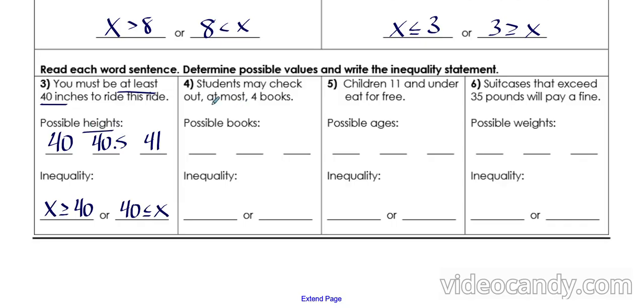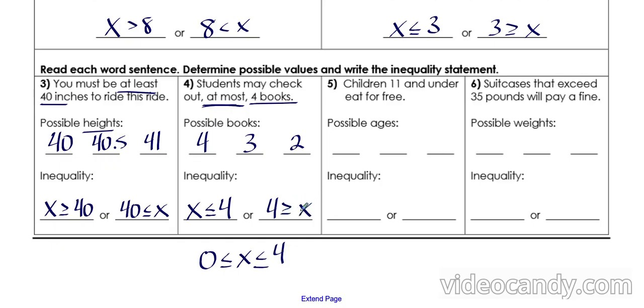Students may check out at most 4 books. So you can check out at most 4 books. You can check out 4 books. You can't check out more than that. So you can check out 3, you can check out 2, you can check out 0. So we're going to talk about x as being numbers that are less than or equal to 4. Part of that doesn't quite make sense because you can't really check out negative books. But if we're talking about that as an inequality, we'd write that as at most. I guess the best way to write that would really be that x is in between these two numbers. That's called a compound inequality. You'll learn about that next year where there's something on either side. We could also flip this and say that 4 is greater than or equal to the number of books that you check out.